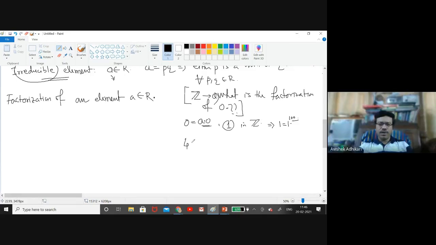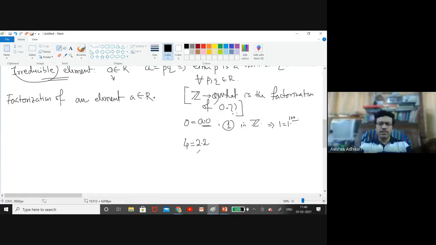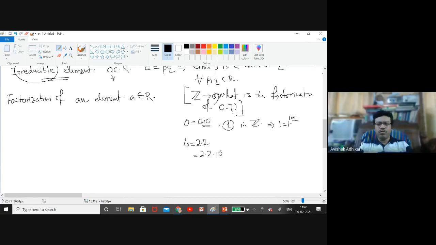And then what is the factorization of 4? 2 into 2. Anything else? 2 into 2 into 1 to the power 100 or whatever. It is also a factorization. Okay. So now tell me, what do you mean by a factorization intuitively?